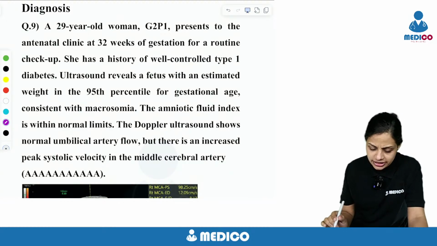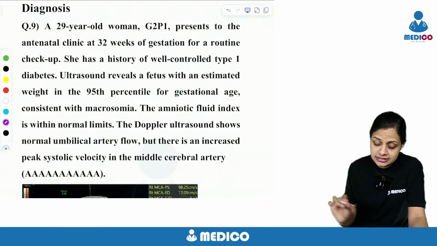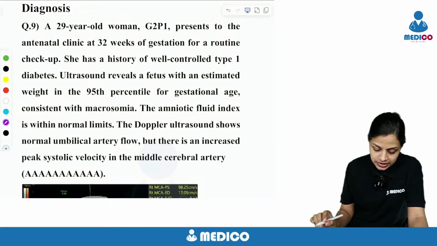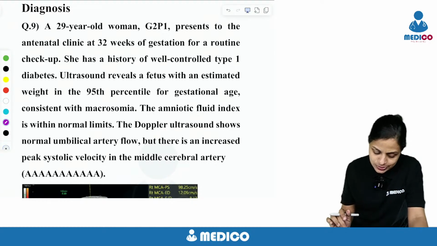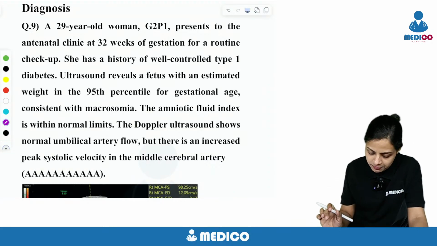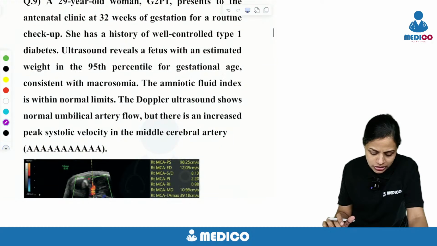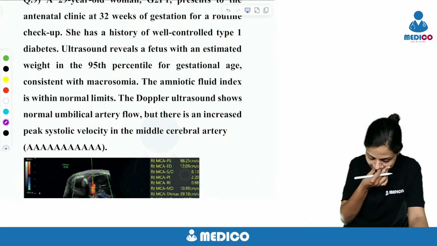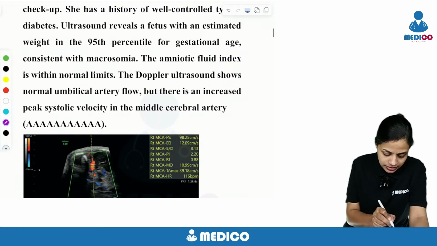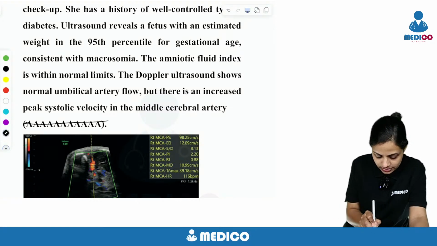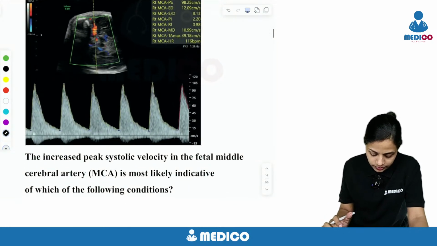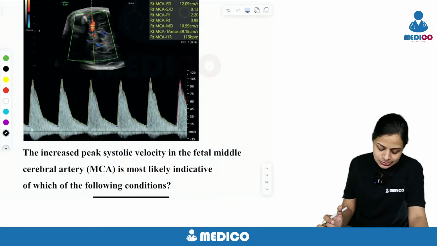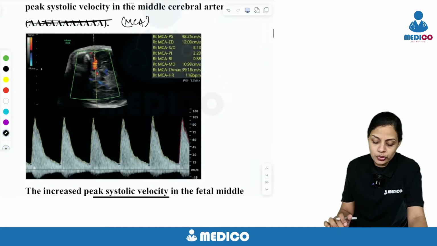You have a 29-year-old woman, G2P1, presenting to the antenatal clinic at 32 weeks for a routine checkup. She has a history of well-controlled type 1 diabetes. Ultrasound reveals a fetus with an estimated weight in the 95th percentile for gestational age, consistent with macrosomia. The AFI is within normal limits. Doppler shows normal umbilical artery flow, but there is an increased PSV in the middle cerebral artery. This is MCA, the middle cerebral artery. The increased PSV in the fetal middle cerebral artery is most likely indicative of which of the following conditions?